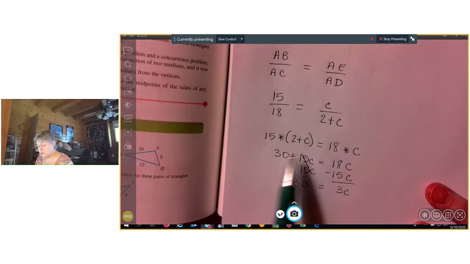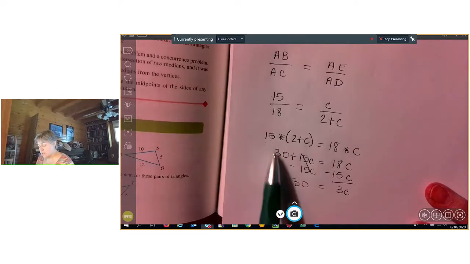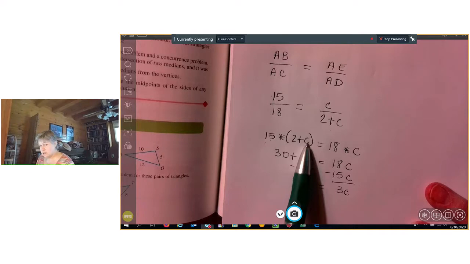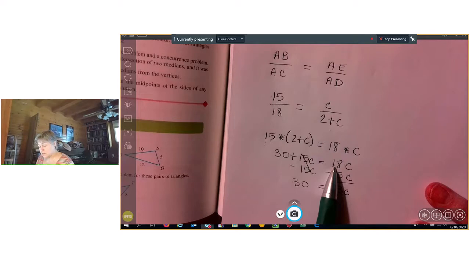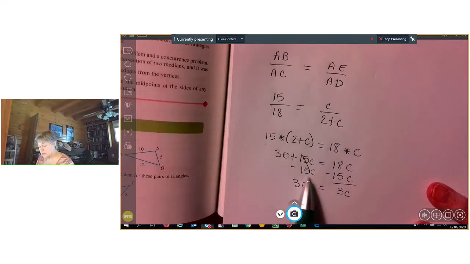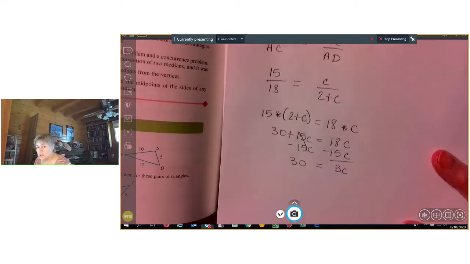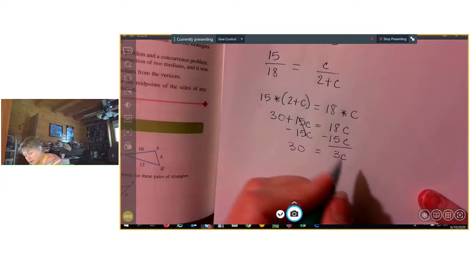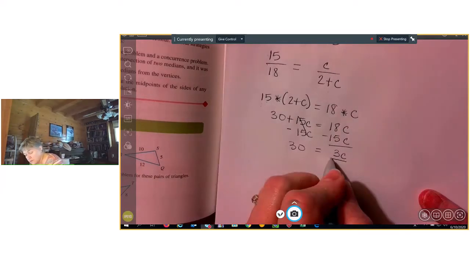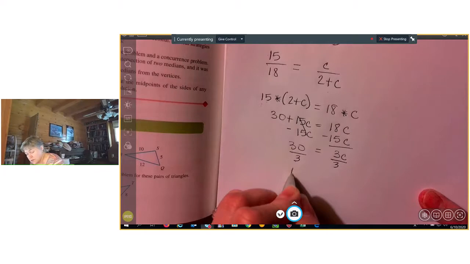Now I'm having to distribute here. The 15 times 2 is 30. 15 times C is 15C. And that's equal to 18C. So I subtract 15C. And I get 30 equals 3C. So I divide by 3. And I get 10 equals C.